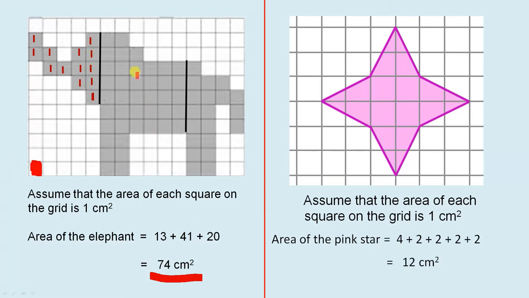The 41 are these squares here between those two black lines. So that gives you 41 there. And the 20 are the squares to the right of the black line. When we add those 3 up, we get 74 square centimetres.